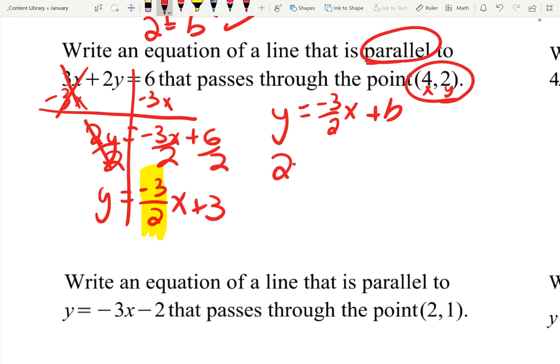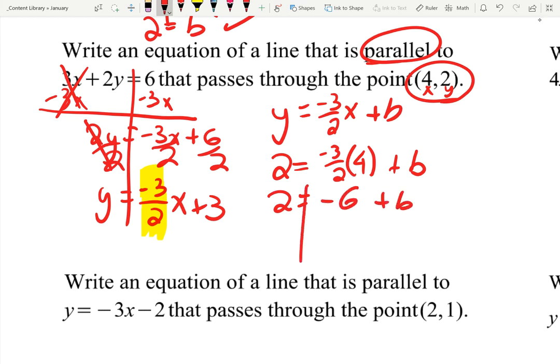So 2 is y. I got my slope, -3 over 2, x is 4, and plus b. Now, when I work this out in my head, I think about how these numbers go together. 2 goes into 4 twice, essentially making this right here 2, and then I multiply it with the numerator -3, and 2 times -3 would be -6. So this is 2 equal to -6 plus b.